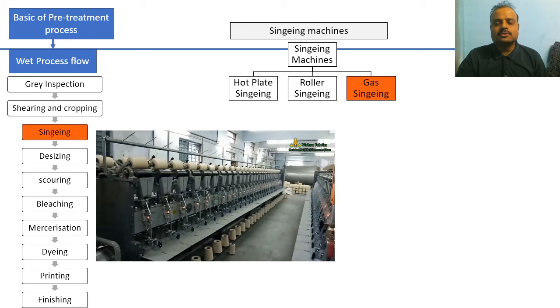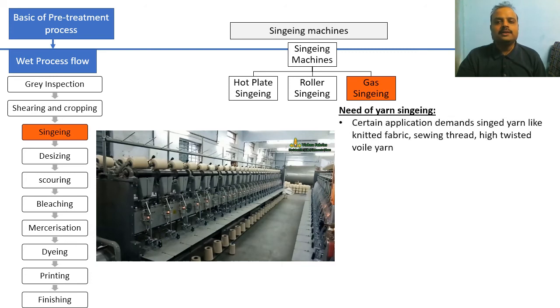Gas singeing is also applied in yarn form. Earlier, we learned about how gas singeing works in fabric form. But if someone wants a yarn to be singed, yarn is also gas singed. This process is called yarn gassing. So why is there a need for yarn singeing if we already have fabric singeing? Certain applications demand a singed yarn, like knitted fabric, sewing threads, and high twisted voile yarn. These are the certain applications.